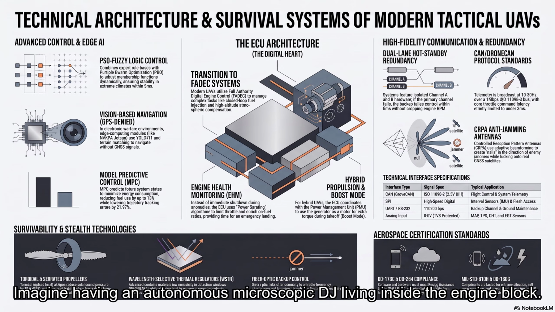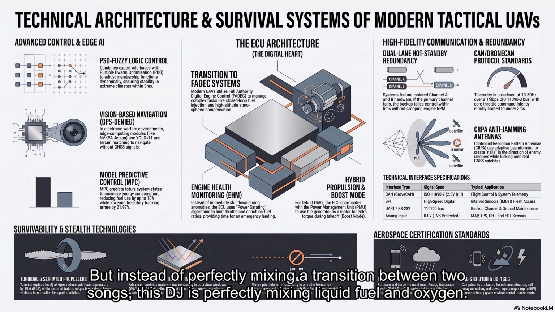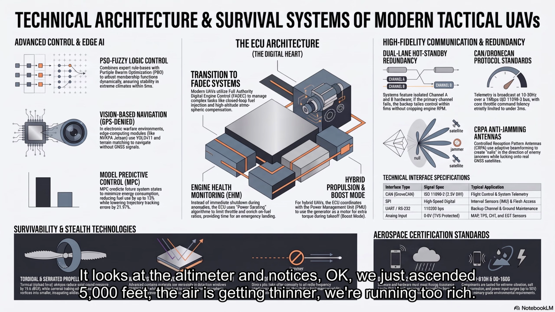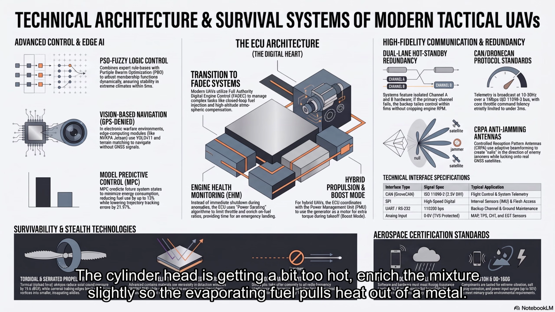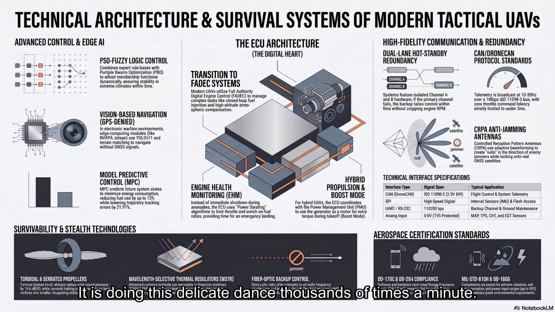Imagine having an autonomous, microscopic DJ living inside the engine block. But instead of perfectly mixing a transition between two songs, this DJ is perfectly mixing liquid fuel and oxygen. It looks at the altimeter and notices, okay, we just ascended 5,000 feet, the air's getting thinner, we're running too rich. Instantly cut the fuel injection pulse by 4%. Milliseconds later, it checks the thermal sensors. The cylinder head is getting a bit too hot. Enrich the mixture slightly so the evaporating fuel pulls heat out of the metal. It is doing this delicate dance thousands of times a minute.